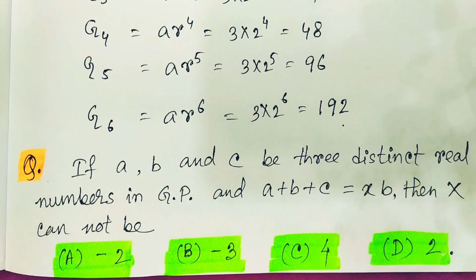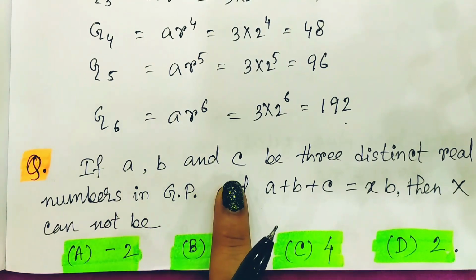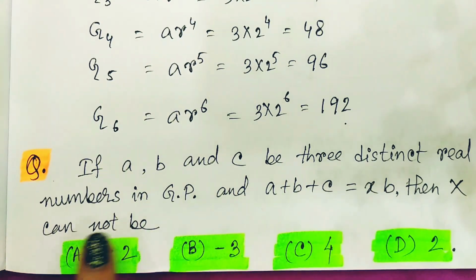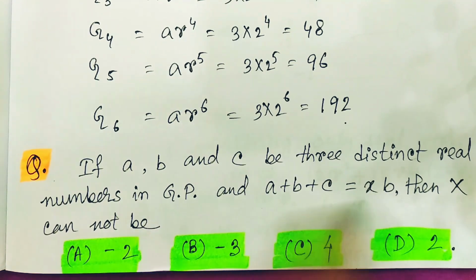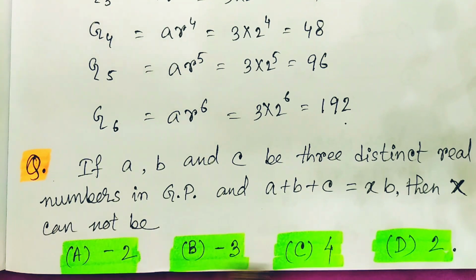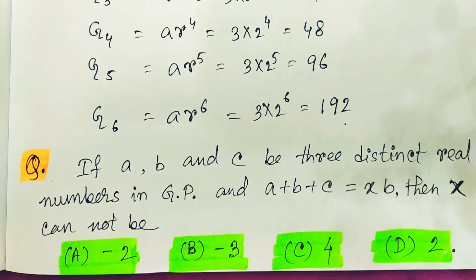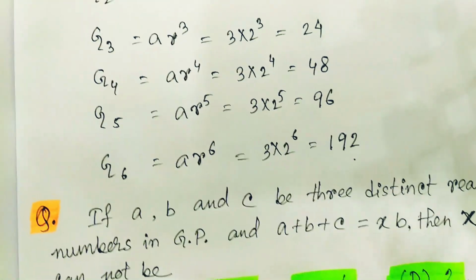Now here is one question for which I hope to get the answer from your side. The question is, if A, B, C are 3 distinct real numbers in GP and A plus B plus C is equal to X into B, then X cannot be which value? Here 4 options are given. So out of these 4 options, which value cannot be X? That you are supposed to find out. So I am expecting your answer in the comment box.